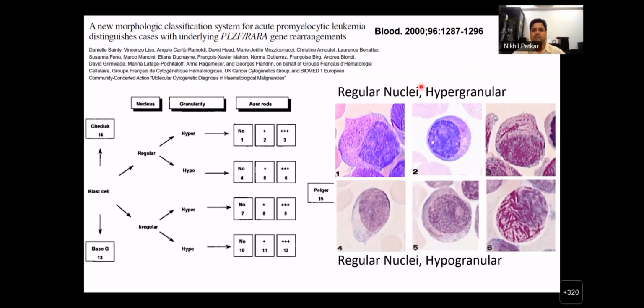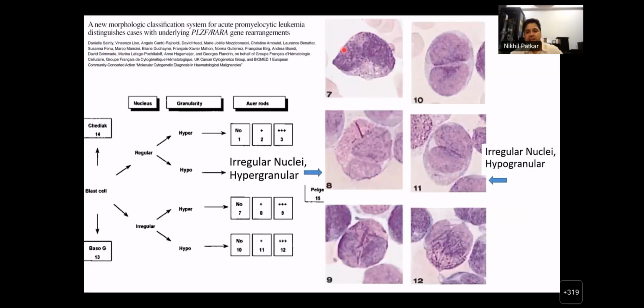He says that these nuclei are either regular, that means they are round, or they are irregular, apple core, or these buttock-shaped cells. So if they are regular, they can either be hypergranular or hypogranular. And he has described various grades, like hypogranular with no Auer rods, with one Auer rod, or many Auer rods. Similarly, he also says that you can have irregular nuclei, which are hypergranular with some Auer rods and many Auer rods, or hypogranular with irregular nuclei, one Auer rod or many Auer rods, right?